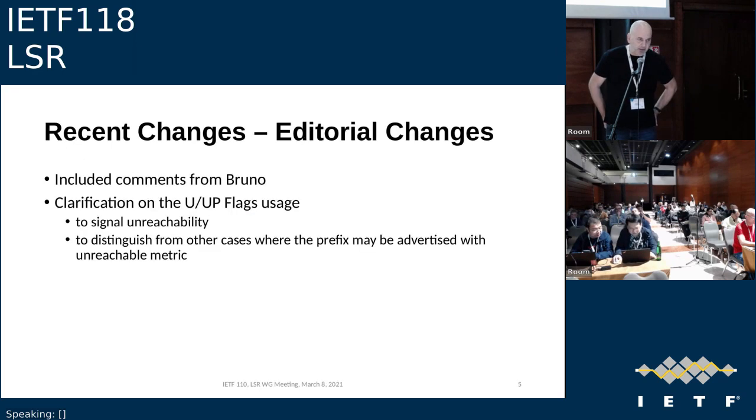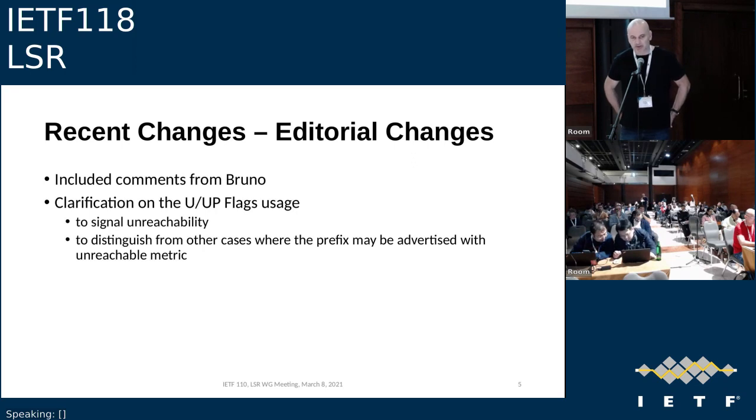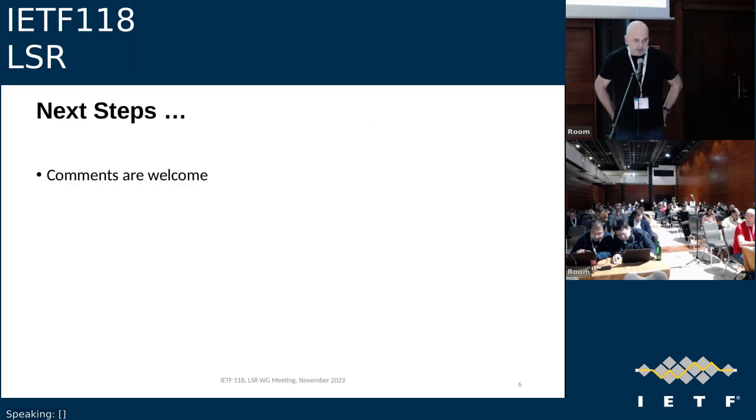Next slide, please. We also added some editorial comments, mainly from Bruno, where we clarified what the new bits are used for, that they are used to signal unreachability, and they are really useful if there are any other reasons why someone may want to advertise the prefix with an unreachable metric, because we still use that metric. Next slide, please. And that's it. So, any comments? Ajun, you're in the queue.